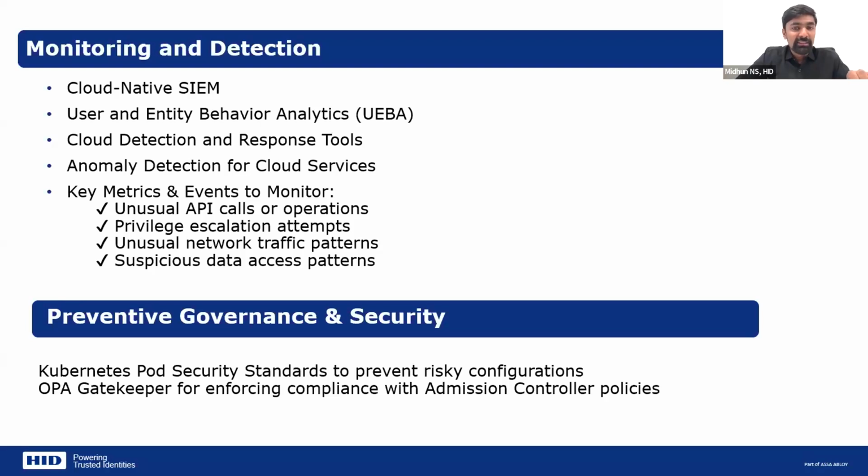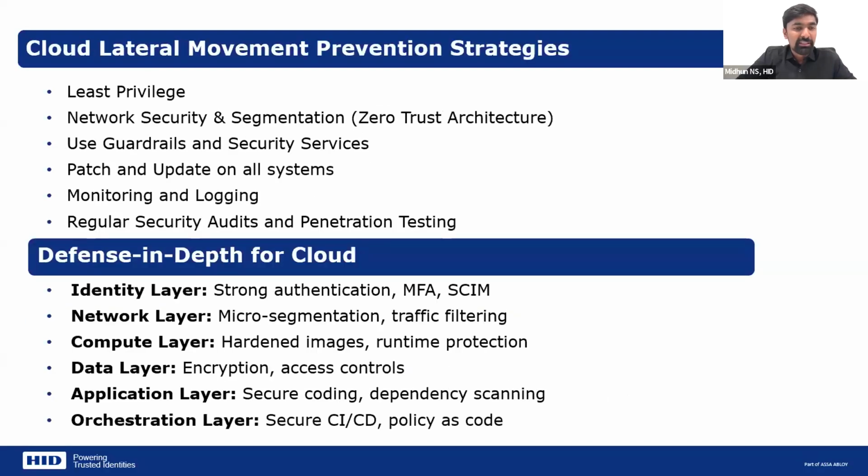So putting it all together, preventing lateral movement isn't about a single solution. It's about creating layers of defense across multiple identities, network, data, and monitoring. We have multiple layers in it, and each layer slows down or even stops the attackers from getting further inside, right? And yeah, can you go to the previous one? Yeah, so defense in depth.